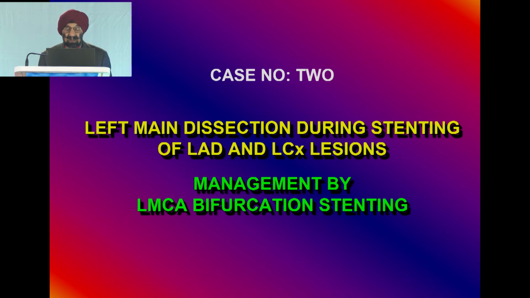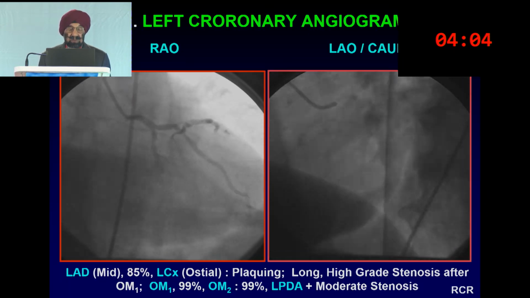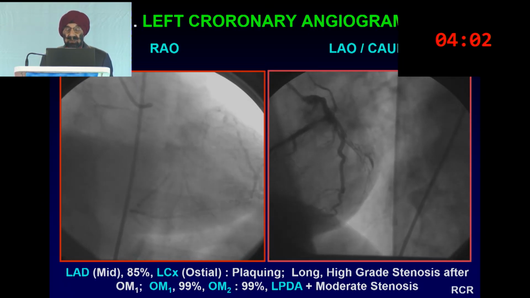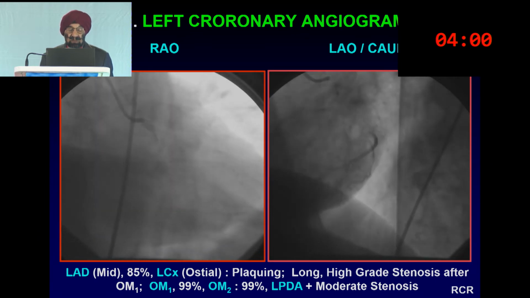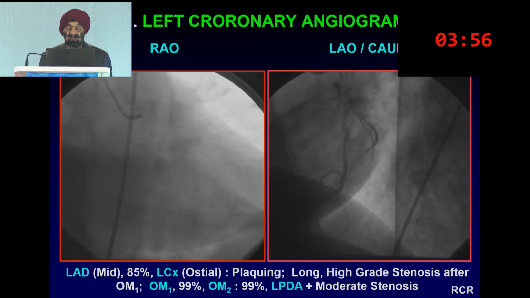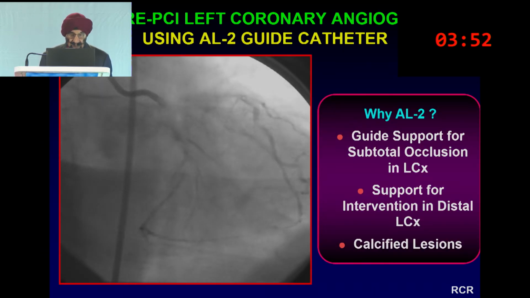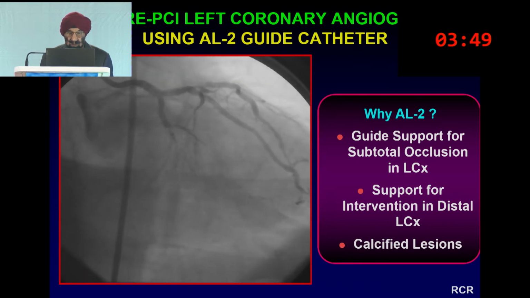Now, this is a very frightening case. This is a dissection which is extending into both the LAD and LCX branches. This is a totally normal left main, but we are doing a circumflex artery, which was a subtotal occlusion. So I was very fond of using Amplatz guiding in these cases. So we used Amplatz, and I guess right from the beginning that we are heading into a problem.